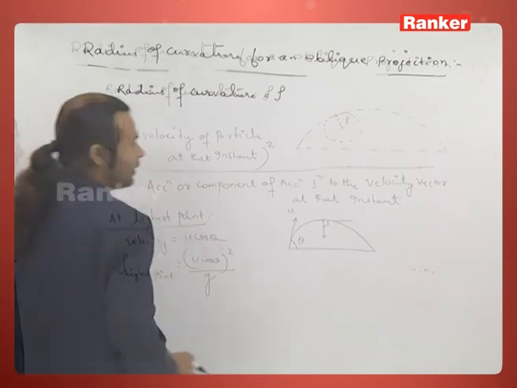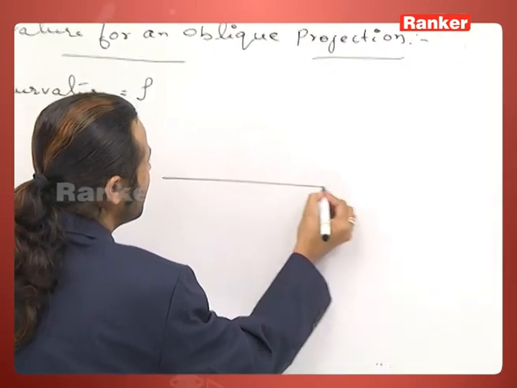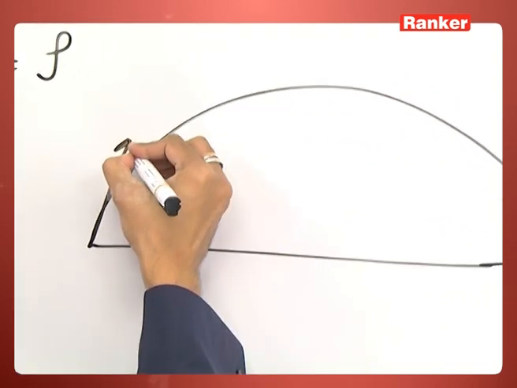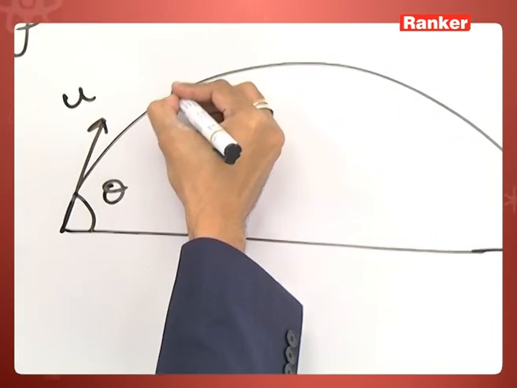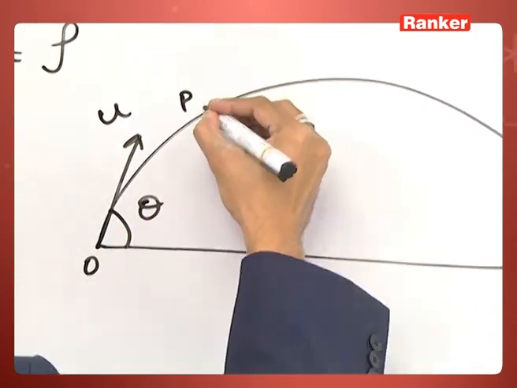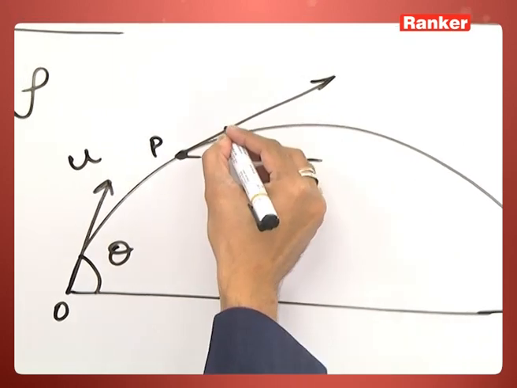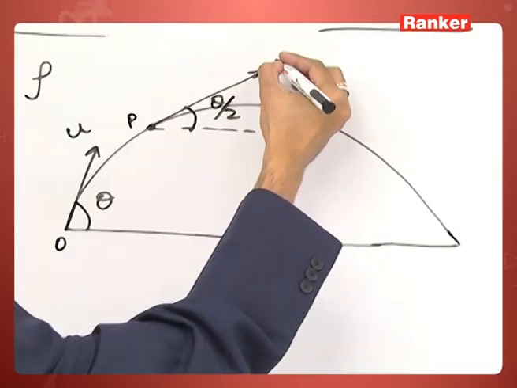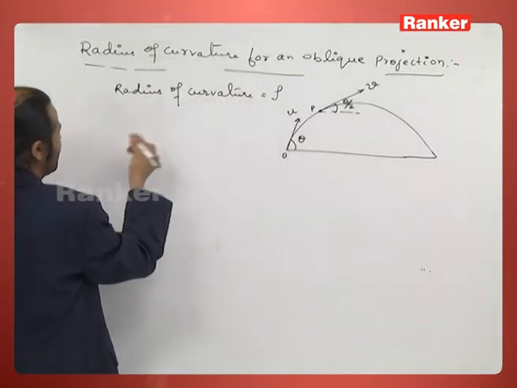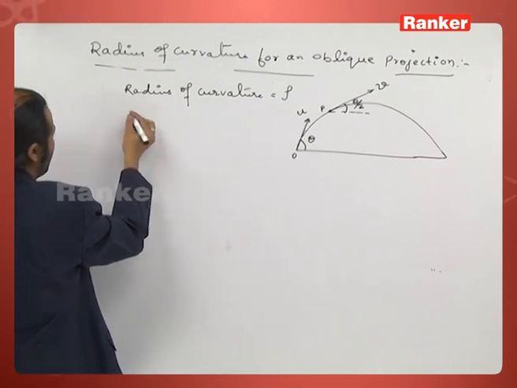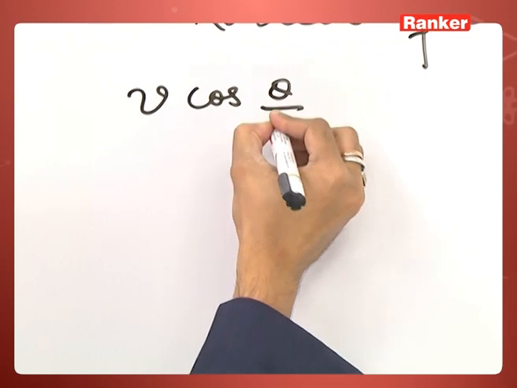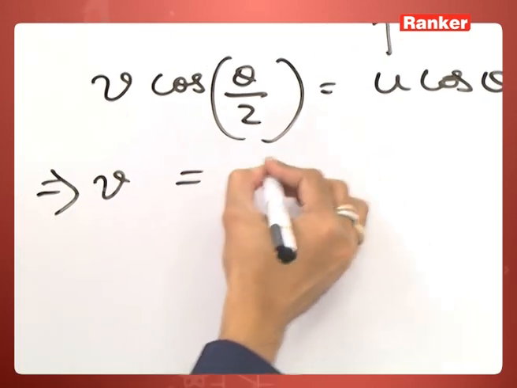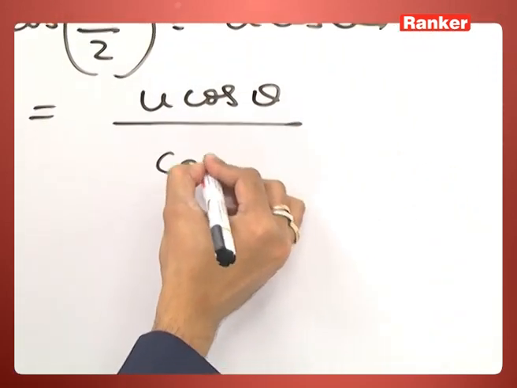Now let us take another example. The particle is projected with a speed u, angle theta. Let us find out at this point, P point, where the particle is making an angle theta by 2. Let us find the radius of curvature. So let the velocity at point be v. So horizontal component of velocity of a projectile remains same. So v cos theta by 2 equals u cos theta, or v is equal to u cos theta divided by cos theta by 2.